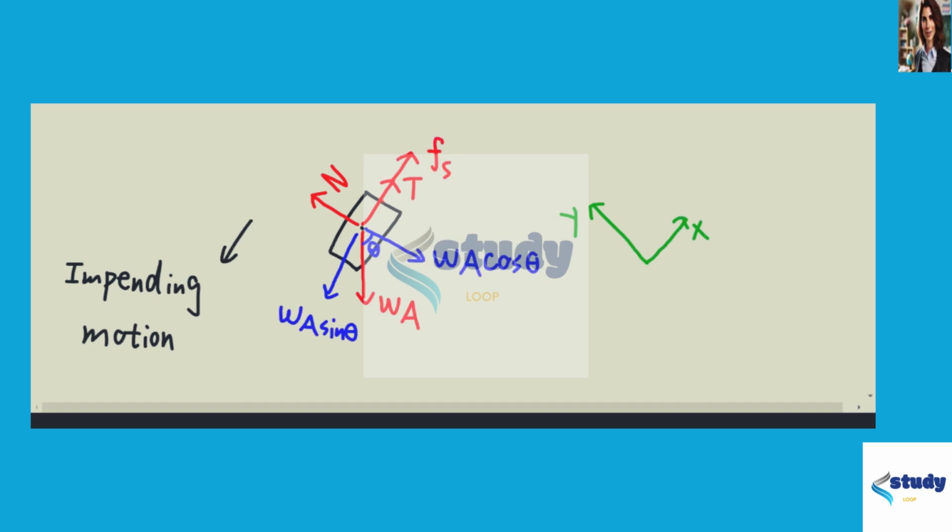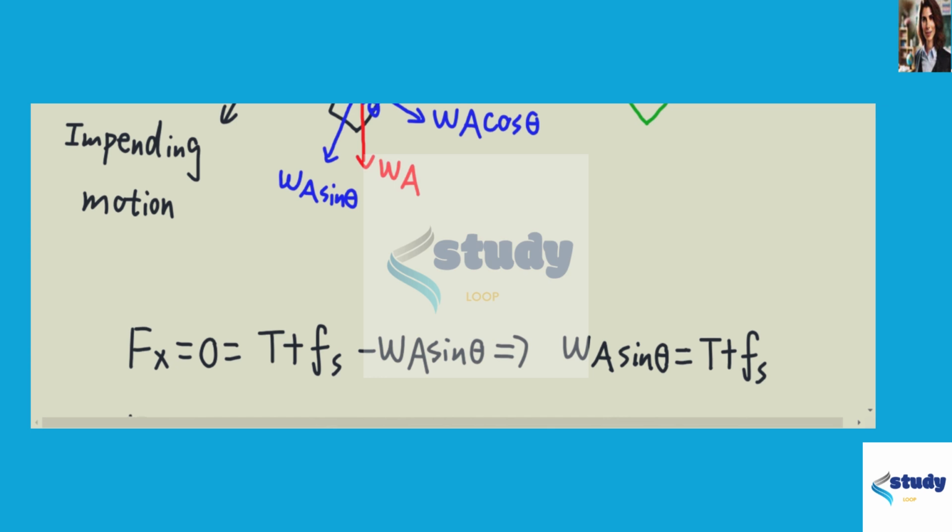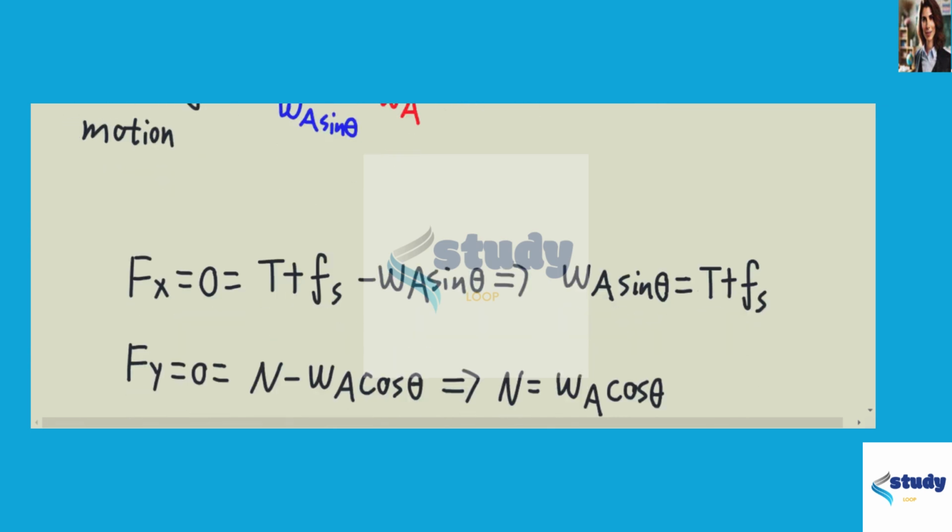Okay, so this is the free body diagram for block A. There are 4 different forces here: the normal force, the gravity of the block, the tension from the string, and the static friction. Since there's angle theta here, we can decompose WA, the gravity of block A, into X and Y components. WA cosine theta is the Y component of WA, and WA sine theta is the X component of WA. And the black arrow here is the impending motion of block A, okay?